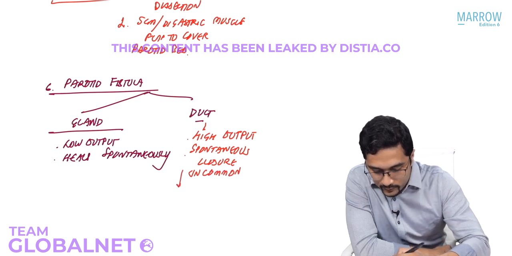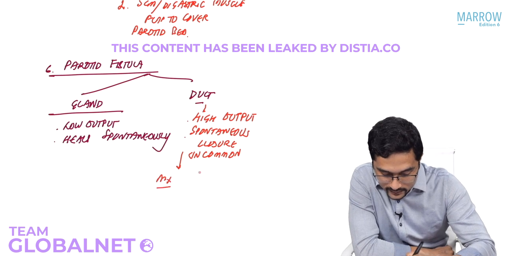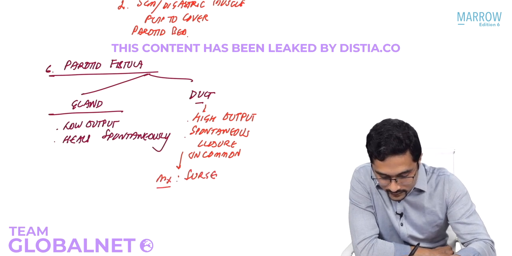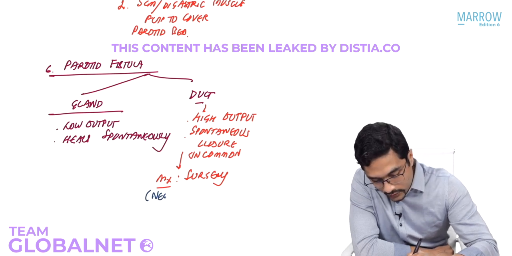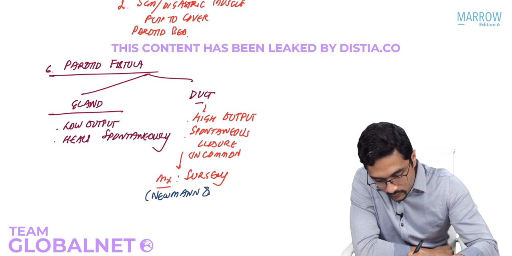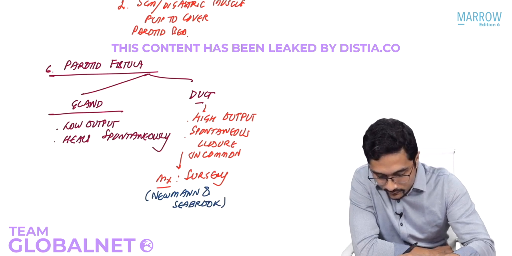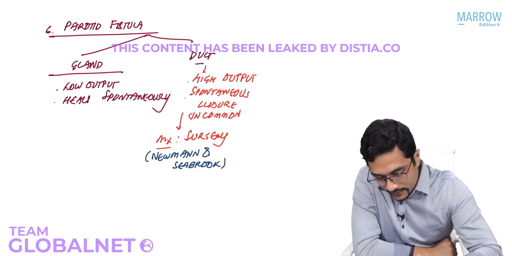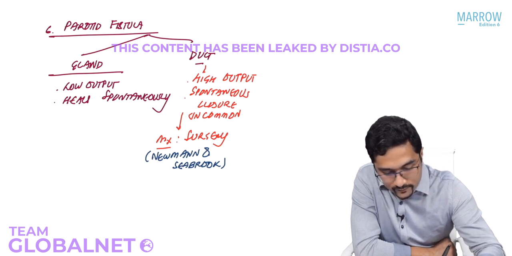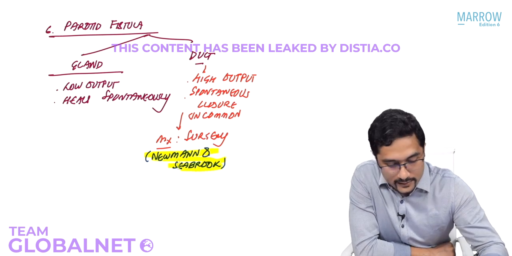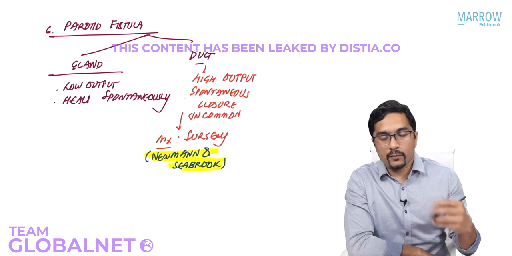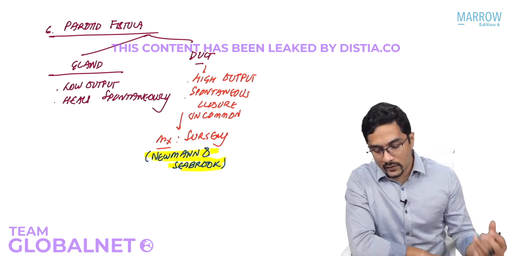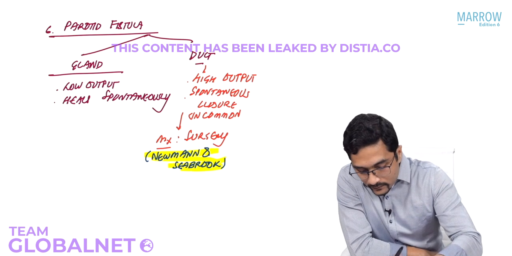So for a high output parotid fistula, the management is going to be surgery. And the name of the surgery, you can just remember the name. The name of the surgery is Newman and Seabrook's procedure, where we ligate the fistulous tract. So Newman and Seabrook's procedure would be done in these patients. So these are the various complications following parotid surgery, and I've told you about parotid tumors. Of course, recurrence can also be counted as one more complication.